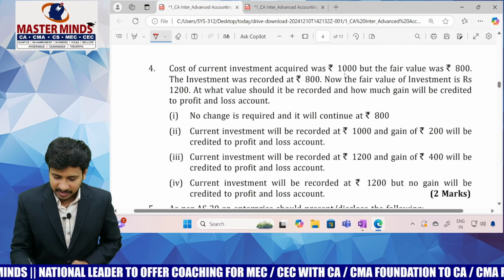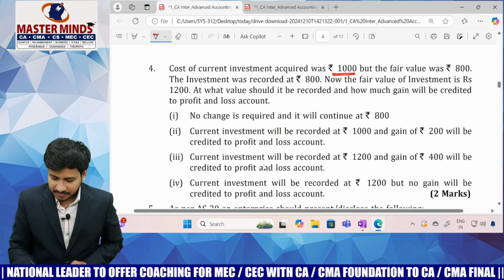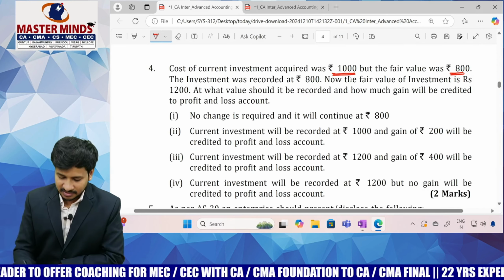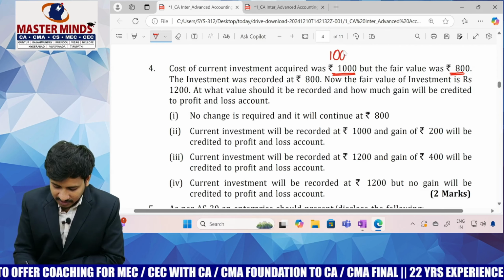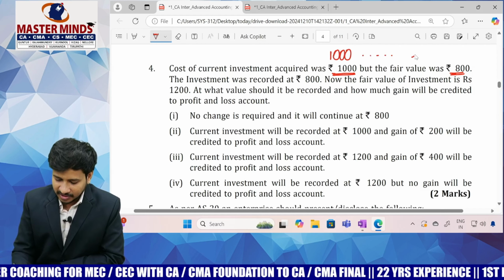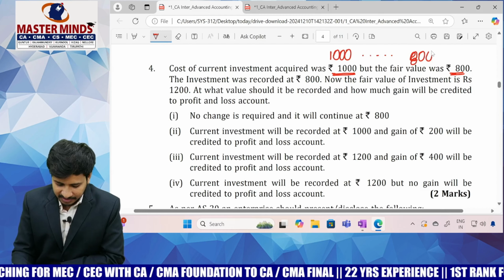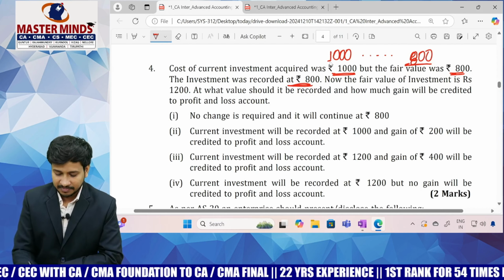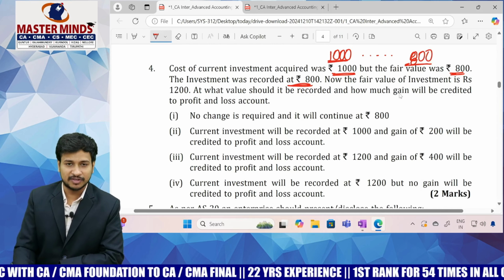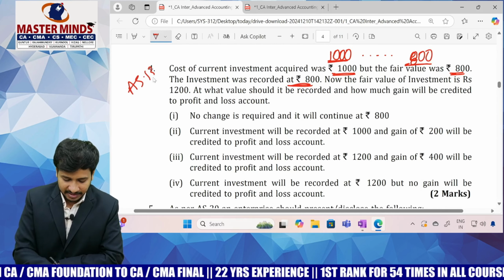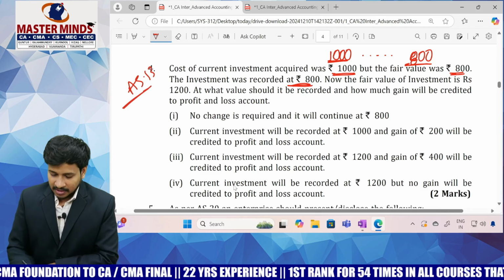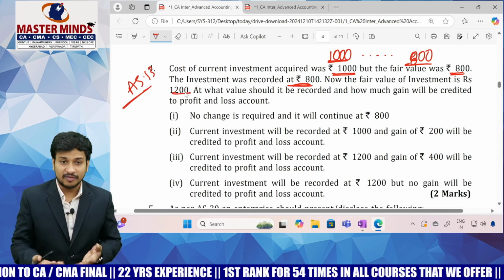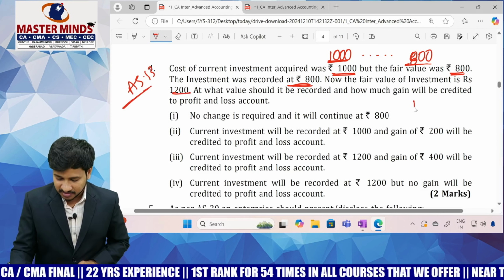Cost of current investment acquired is 1,000, but the fair value is 800. Okay. At the time of acquisition, the current investment comes to rupees 1,000. Maybe at the end of the year, the fair value is rupees 800. And hence the investment was recorded at rupees 800 only, which is something like cost or fair value, whichever is lower, purely as per accounting standard number 30. Now the fair value is 1200. Might be at the end of a further year, the fair value increased to 1200 rupees.